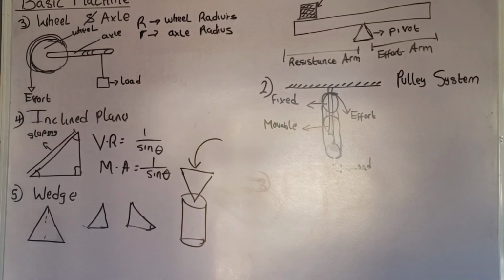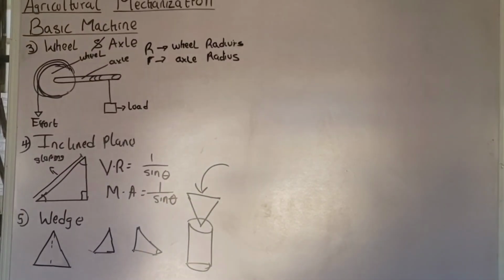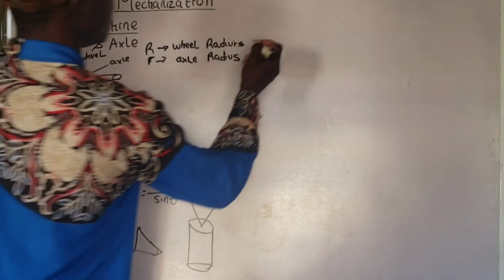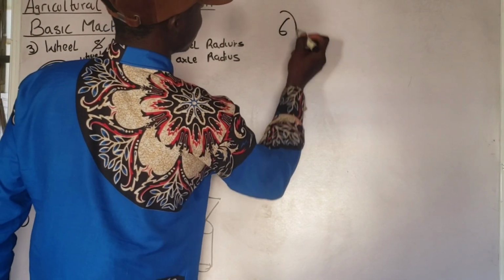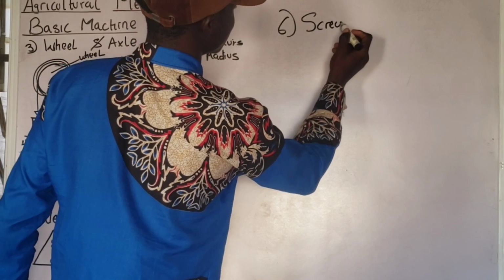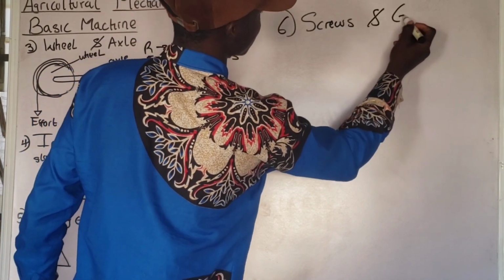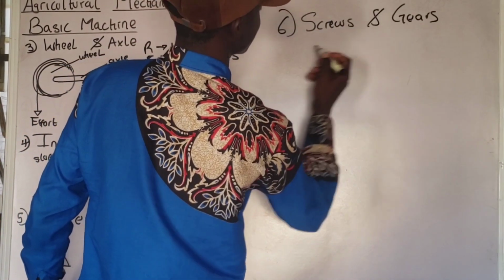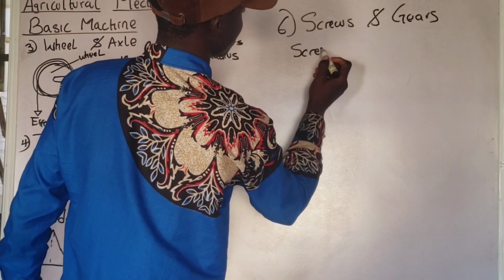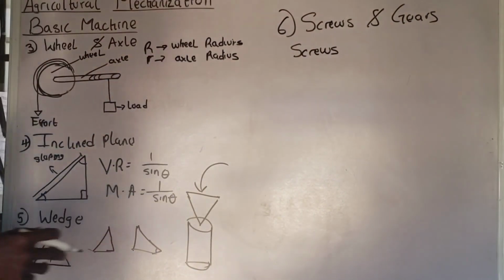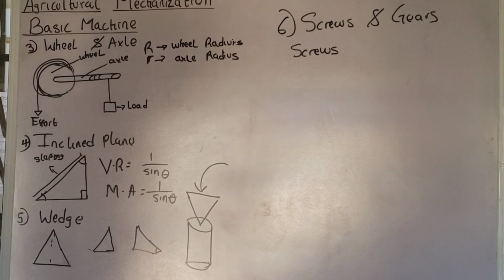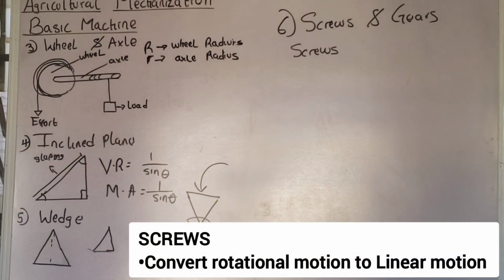So the wedge is a simple machine that is driven into an object to force them apart. The sixth basic machine that we're going to talk about is the screws and gears. Okay, let's first talk about the screws. Please pay attention. The screw is a basic machine that converts rotational motion to linear motion. An example is the screw jack.